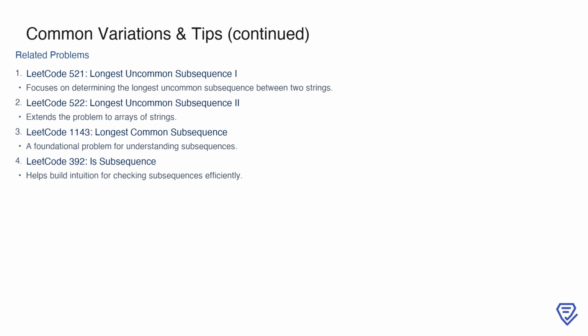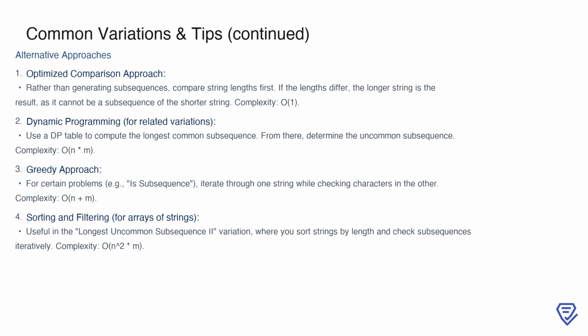To solve the problem efficiently, there are several alternative approaches to consider. One of the simplest and fastest methods is the optimized comparison approach. Here, instead of generating subsequences, you first compare the lengths of the two strings. If the lengths differ, the longer string is automatically the result, as it cannot be a subsequence of the shorter string. This approach has a constant time complexity of O(1).